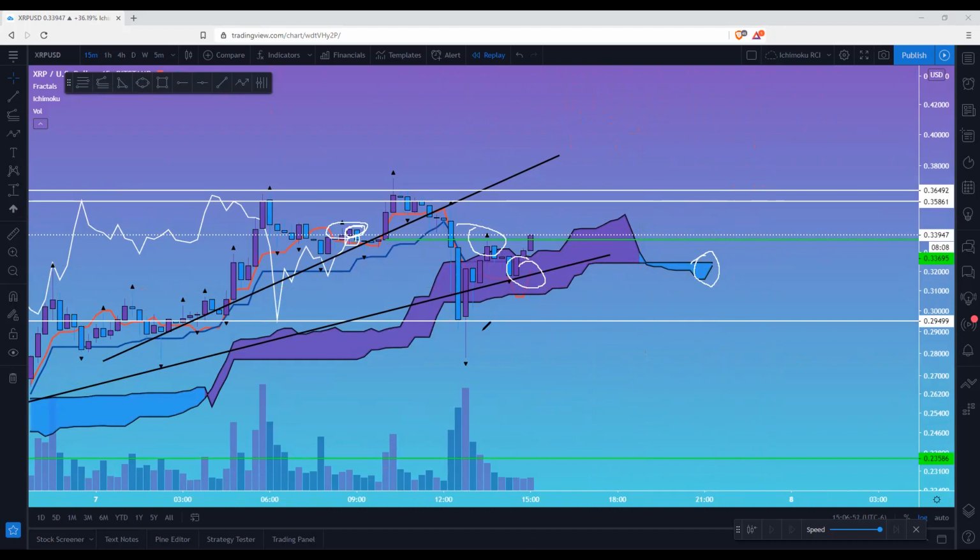So you just circled this fractal right here on the 15? Yeah, this is the 15. Okay, so you're putting in a buy stop because you wanted to go through the fractal, correct? Buy stop, yeah. So that's where I would look for the entry.